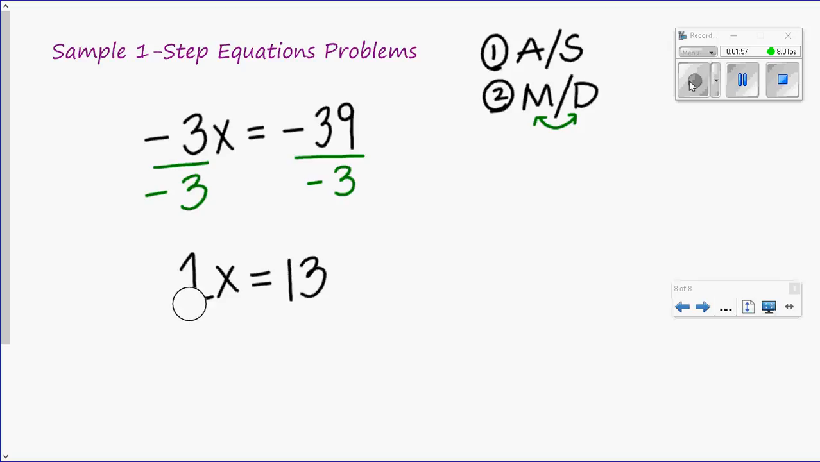And then you don't really need the 1x. You won't see it like that as often. It's not wrong, but you just won't see it like that. So that's your answer. You want to box it, and then you want to do the check.